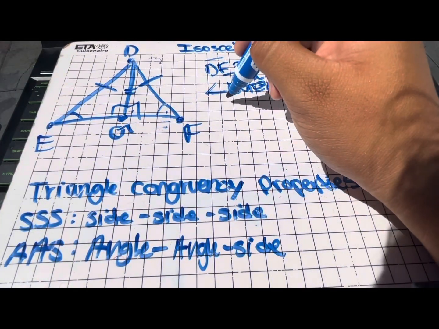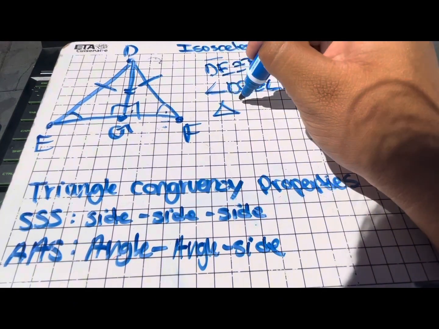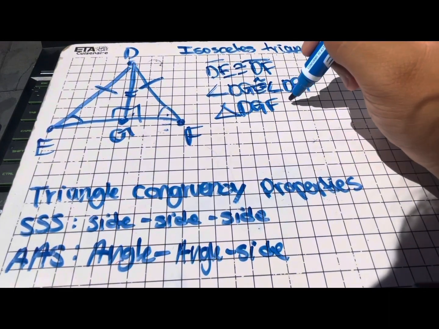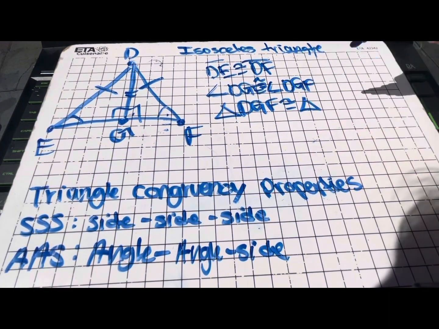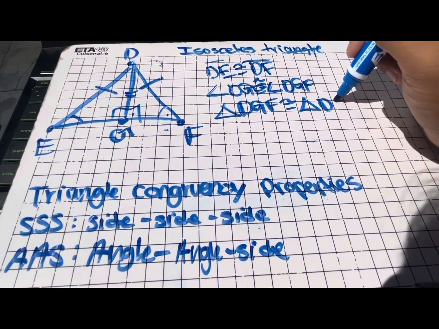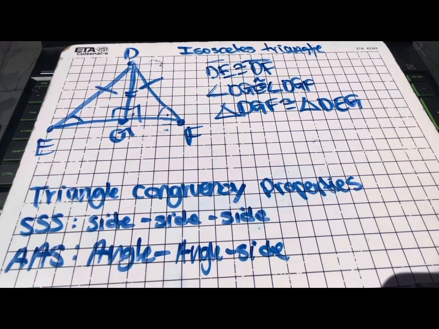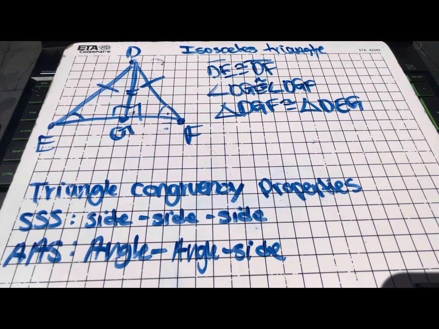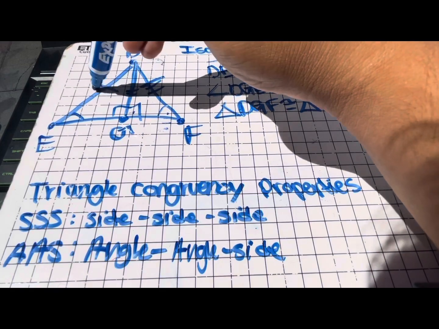So, we have triangle DGF is congruent to triangle DEG. Now that we used AAS to prove that these two triangles are congruent, we can now assume that the legs of this isosceles triangle are also congruent to each other.